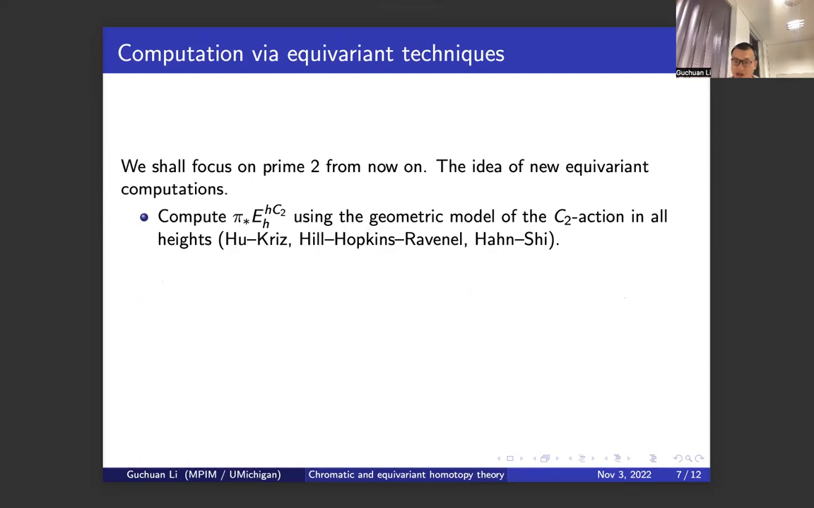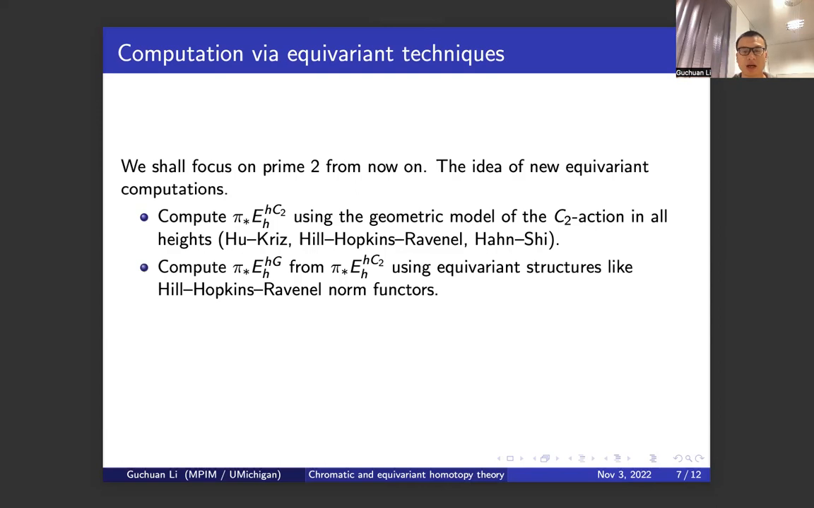And here are some new techniques to do it from equivariant homotopy theory. Let's focus on prime 2. The idea is the following. First, you want to start with the smallest group, C2. In this case, for all heights, the computation is known. The key input is the geometric information: this C2 action can be modeled by complex conjugation. This is due to Hu, Kriz, Hill, Hopkins, Ravenel, Han and Shi.